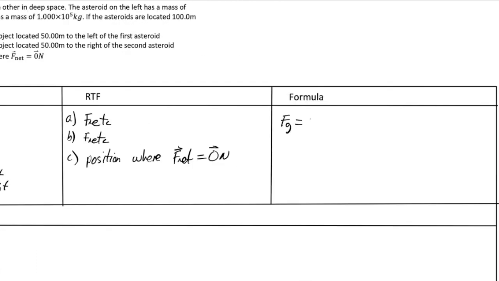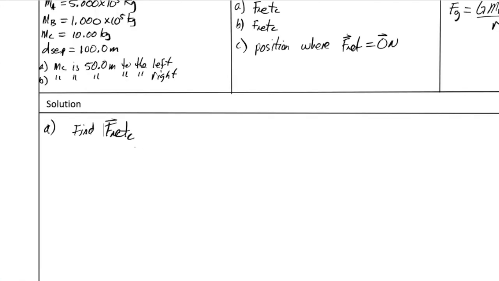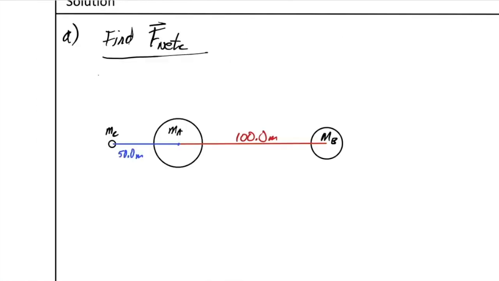So we're going to be using Newton's universal gravity. And in this case, I'm using the M1, M2 notation because all the objects are closer in size than, say, for example, previous questions where it was planet versus satellite. So for part A, we're looking for the net force acting on C. First of all, let's start off with our system diagram. In our system diagram, MA and MB, the larger and the smaller asteroid, are separated by 100 meters. MC is located 50 meters to the left of MA, and they're all on a single line.